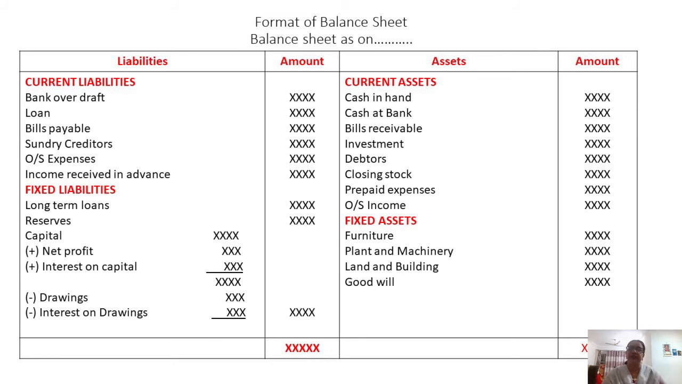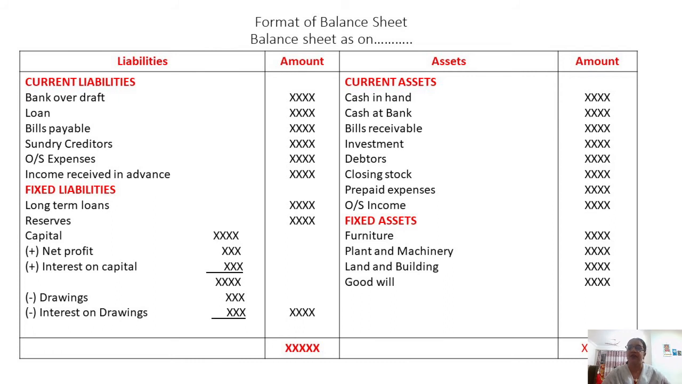Then capital. Capital is a liability. Capital means the amount invested by the proprietor in the business. So for business it is a liability. For the proprietor, this capital belongs to the proprietor, and for him it is an investment. For business it is a liability.